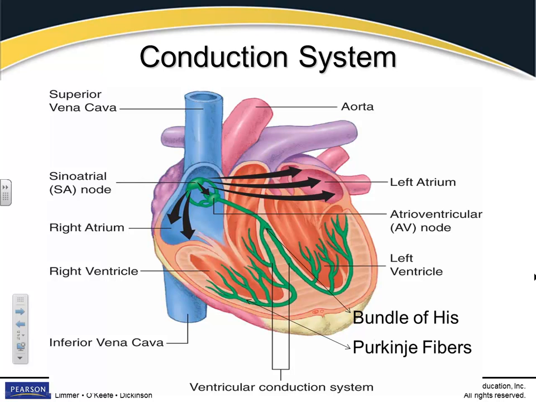So what are the little fibers called that surround the ventricles? Purkinje fibers. What is the little bunch of fibers that feed the Purkinje fibers? The bundle of His. What is going to be the main pacemaker of the heart, the one that sets it all in motion? The SA node, sinoatrial node, also known as the sinus node.